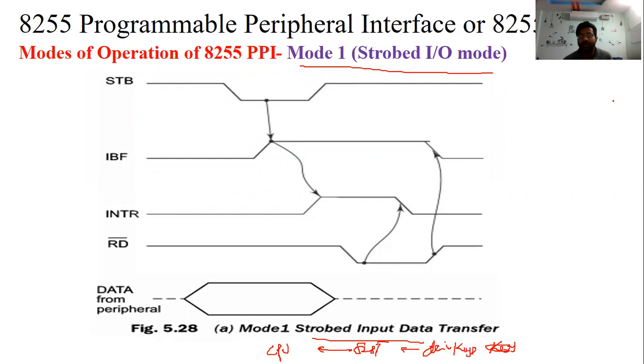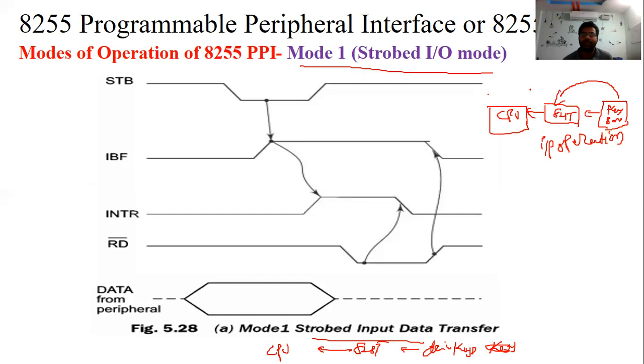So simply, for suppose the keyboard goes to the 8255 PPI and to the CPU. This is the process for input operation. Whatever key we press here comes to the 8255 PPI, and from the 8255 PPI to the CPU. There is no information directly processed by the CPU to the keyboard. In between that, we have the 8255 PPI.